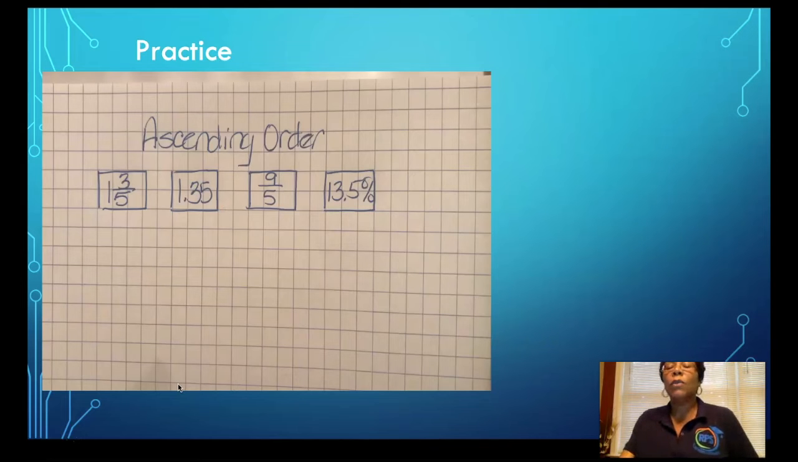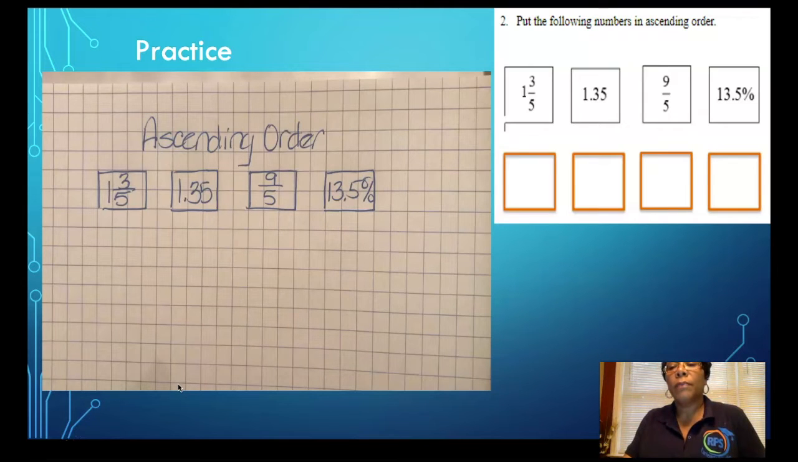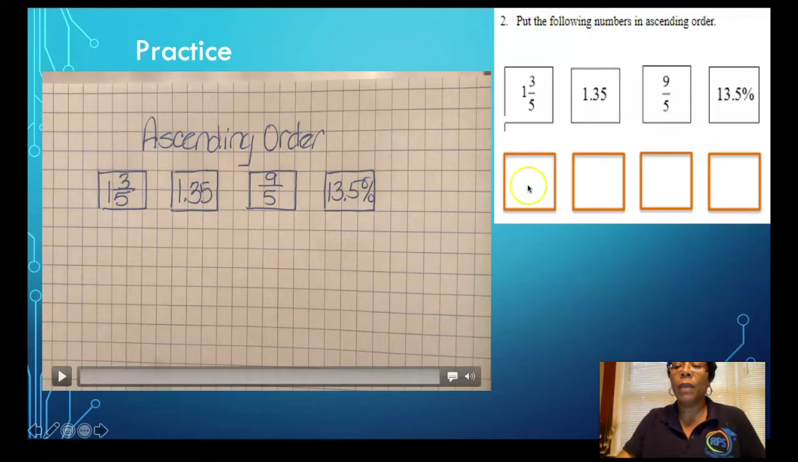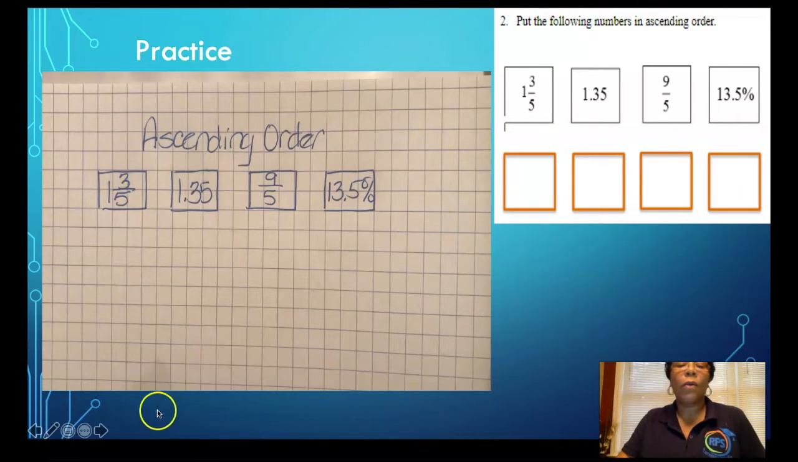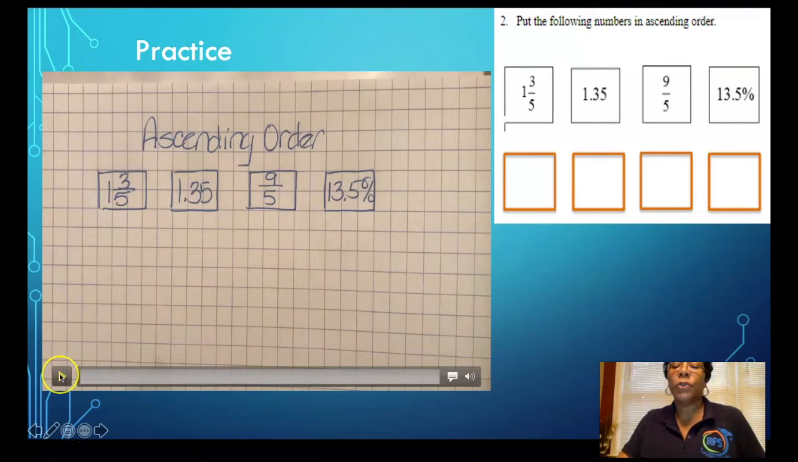So, ascending order. This is what we're going to do just to make sure you remember how to place these in order. So let's go ahead and get started. Again, here's our original problem. I'm just going to keep that up there while the explanation of what you're doing plays out for us, okay? Go ahead and make this a little louder.